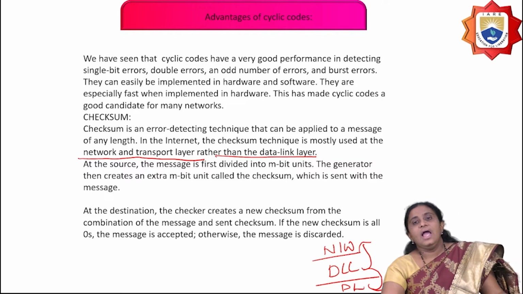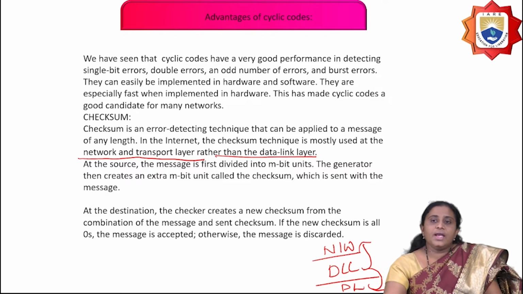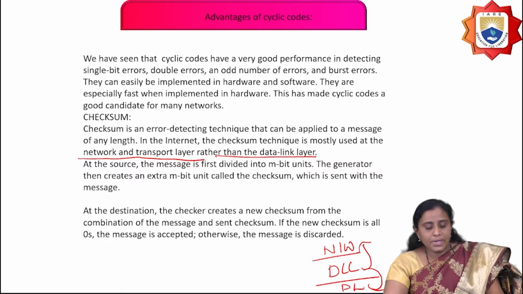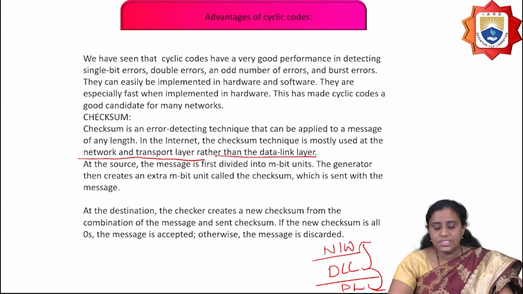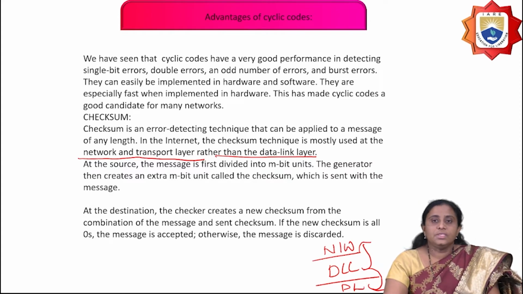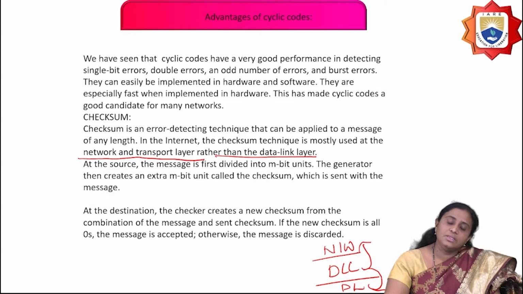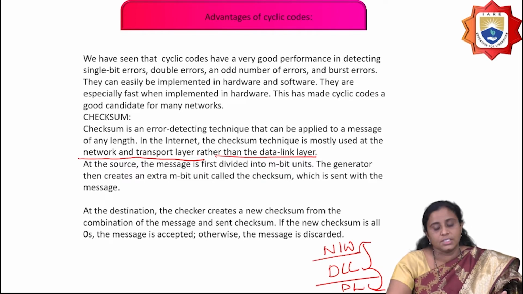Finally, at the destination, the checker creates a checksum from the combination of the message and the received checksum. If the new checksum is zero, the message is accepted. Otherwise, the message will be discarded.